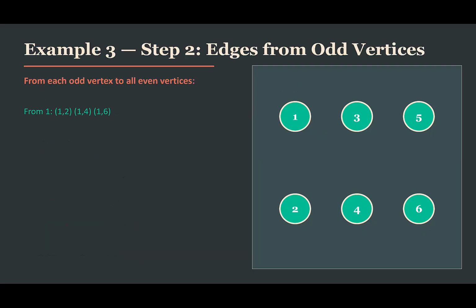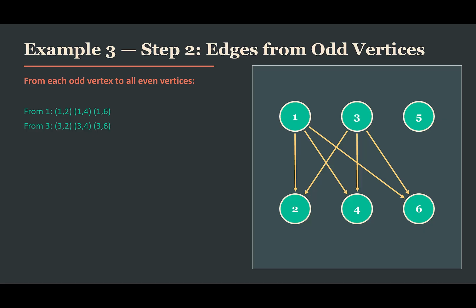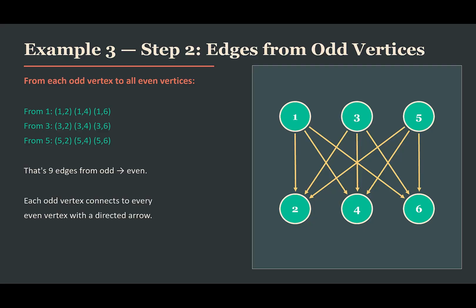Next, let's think about drawing edges from the odd vertices over to the evens. From 1, I want to connect to 2, 4, and 6. From 3, I want to connect to 2, 4, and 6. And then from 5, I'm also going to connect to 2, 4, and 6. I can see that's 9 edges from odd to even. Each odd vertex connects to every even vertex with a directed arrow.